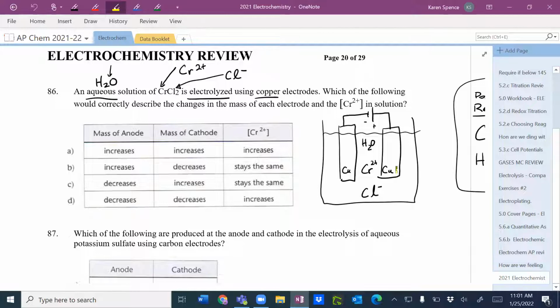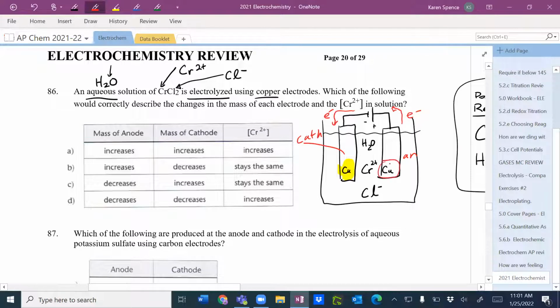So at the anode, are we oxidizing copper 2+, or is that the anode? No, that's the cathode, because that's where the electrons are moving towards. There we go, there's our electrons. And so that's our cathode. And our electrons are traveling towards the positive. So that's our anode.